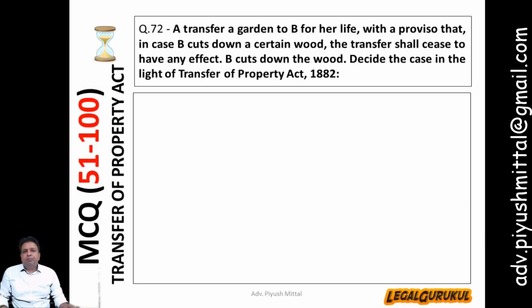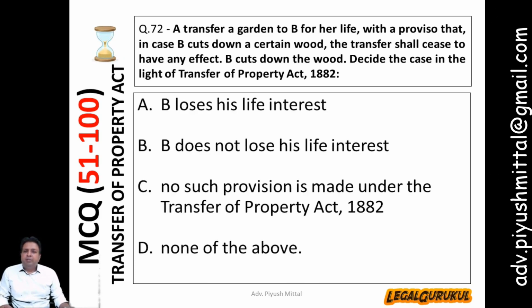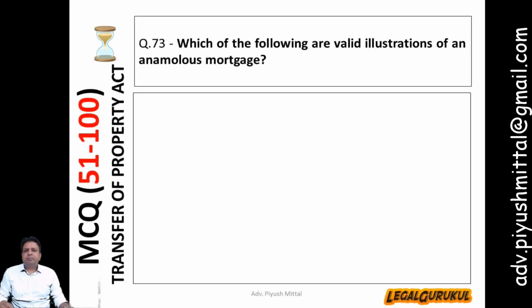Question number 72. A transfers a property to B for her life with a proviso that in case B cuts down certain wood, the transfer shall cease to have effect. B cuts down the wood. Decide the case in the light of the Transfer of Property Act 1882. Option A, B loses his interest. B, B does not lose his life interest. C, no such provision is made under the Transfer of Property Act. D, none of the above. And the correct answer is A, B loses his life interest.